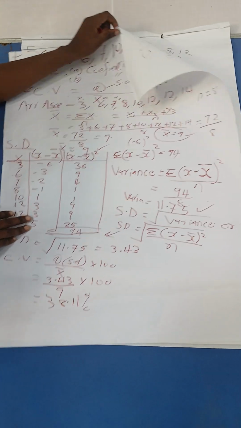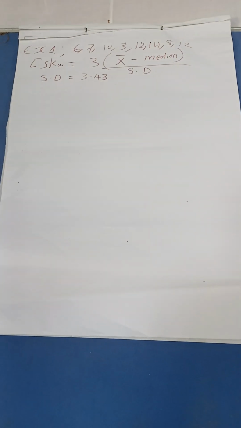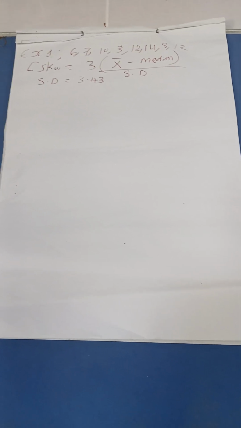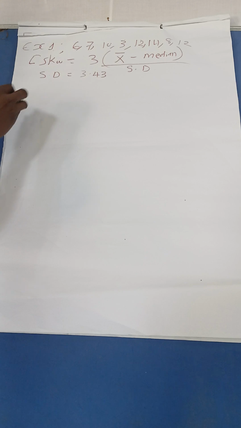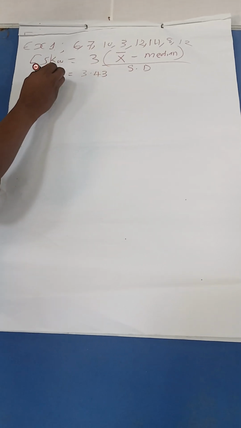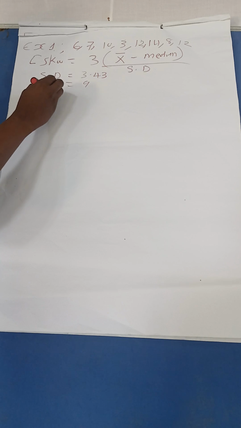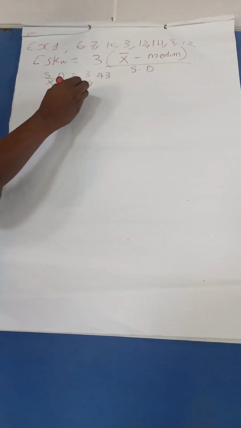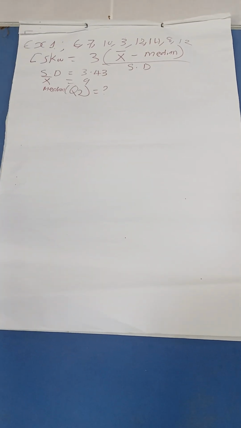So you realize in this question of ours, we just have to calculate median. Now, we already have the mean as 9. So we are remaining with what? Median. You can write median or you can write Q2. I always say Q2. So this is what we are missing, Q2.